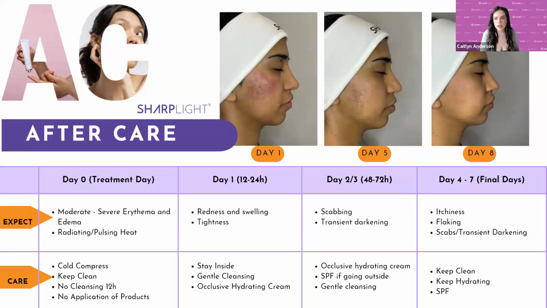Usually on day 0, you're going to have pretty moderate to severe erythema and edema. Sometimes really quite puffy. I've seen it look like they've got swollen eyes, things like that. Obviously, if you're doing anywhere close to around the orbital bone, you'll definitely see some swelling. You will feel like you have a sunburn. It's going to have that radiating, pulsing heat. It can be uncomfortable. Cool packs are your best friend.